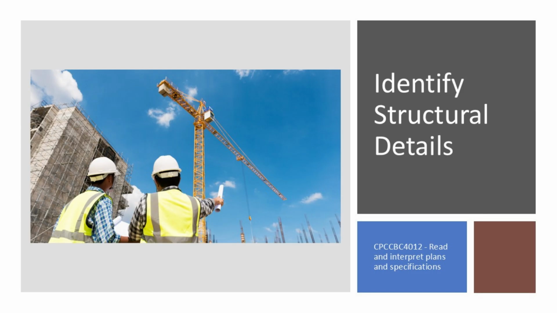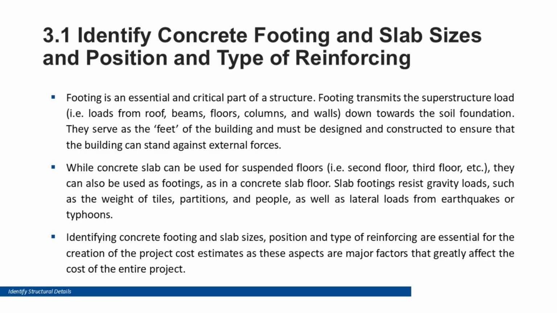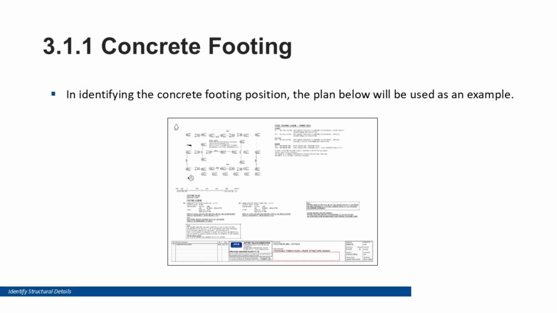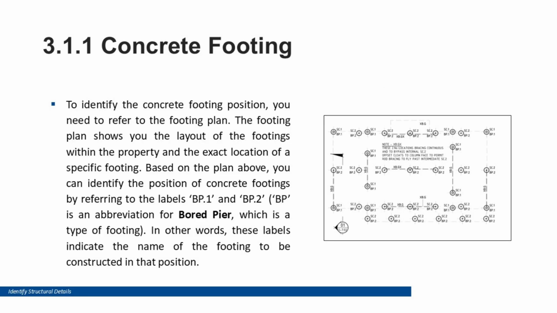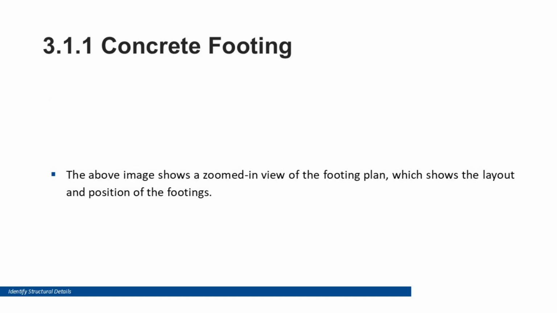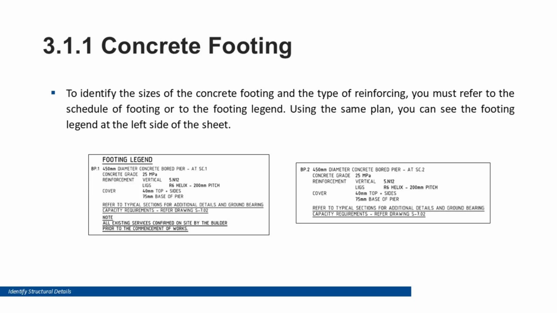Identifying structural details. Footings. Let's now examine how to identify structural details from the drawings. Footings are one of the core structural elements that transfer building loads down to the soil. To identify the size, depth, reinforcement and position of footings, refer to the footing plan and the footing schedule. Typical footing codes might be BP.1 or BP.2, where BP means bored pier.